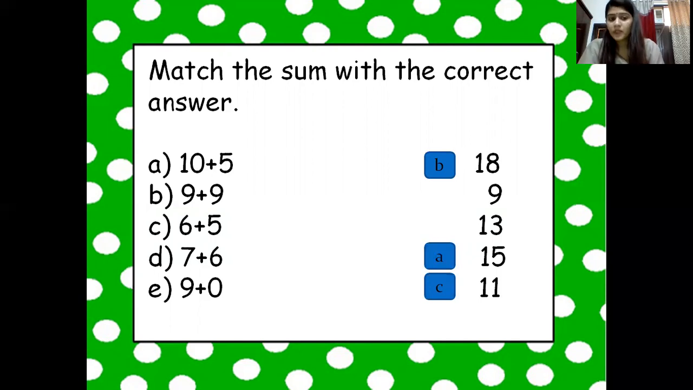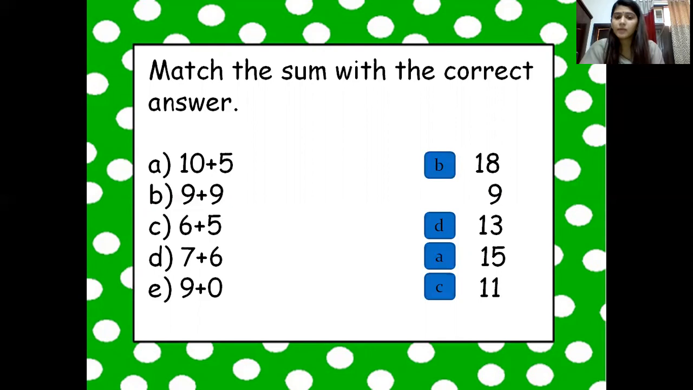Next is D. 7 plus 6. What comes after 7? 8, 9, 10, 11, 12, 13. So 7 plus 6 is equal to 13. So this is D part. We will write D in front of 13.